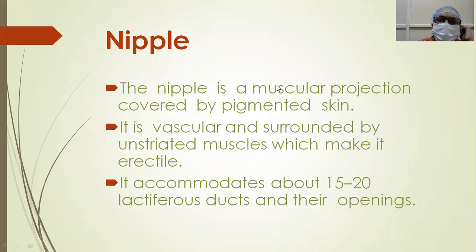The nipple is a muscular projection covered by pigmented skin. It is vascular and surrounded by unstriated muscles, so it can be soft and it can be erected. Because of this, they are surrounded by unstriated muscles, which makes it erectile. It accommodates about 15 to 20 lactiferous ducts and their openings.